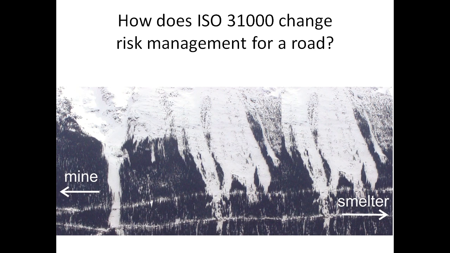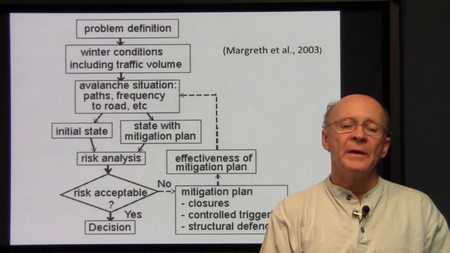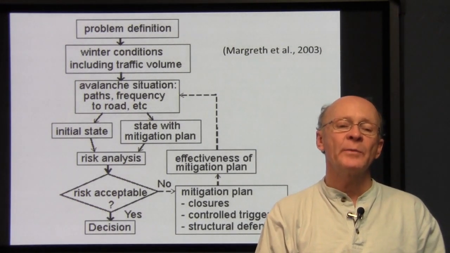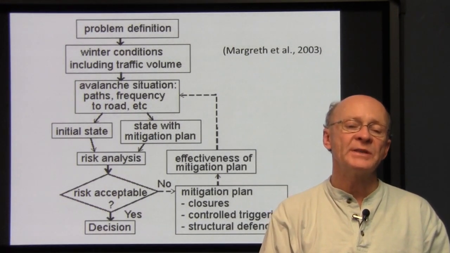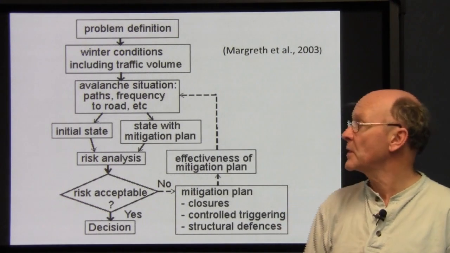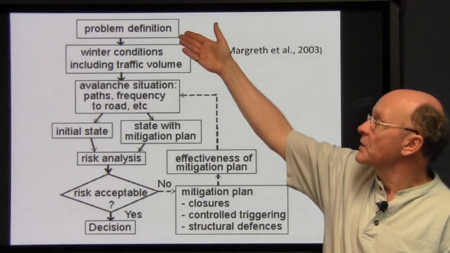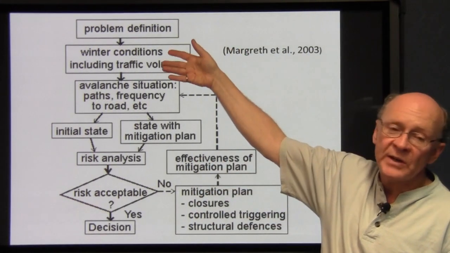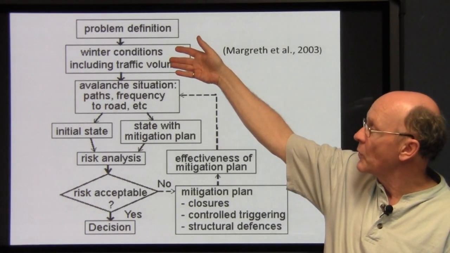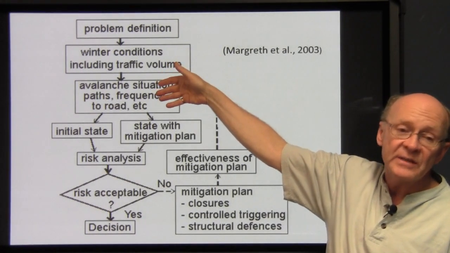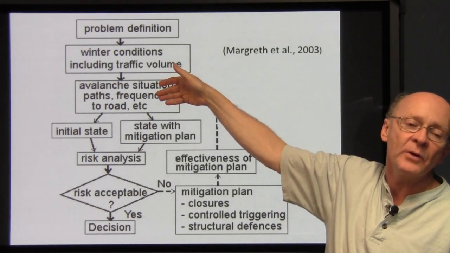So in part 3 of this talk, we'll look at how this is different from a traditional risk management for an avalanche-prone road. Here we see a flowchart developed by Stefan Margreth and colleagues in 2003. This is a full flowchart. It's quite specific. First, we define our problem. We look at the winter conditions, including the number of vehicles on the road. And then we look at the avalanches, the paths, and the frequency that they hit the road.